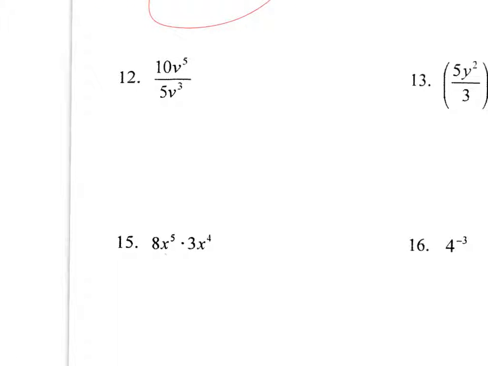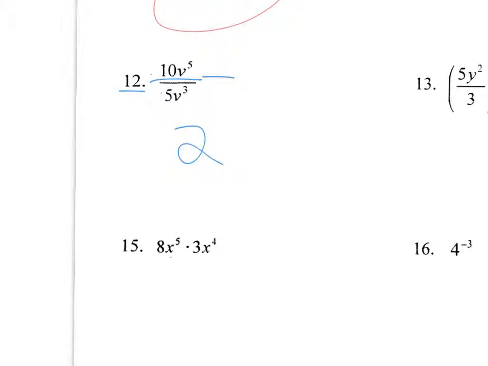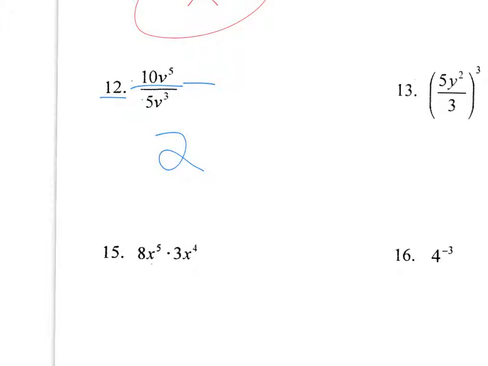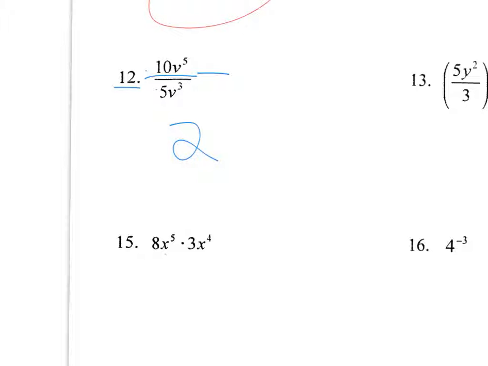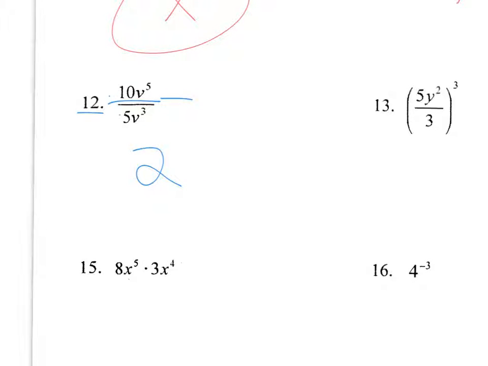Problem 12, color change. What kind of problem is it? Division. In division problems, I divide. 10 divided by 5 is 2. In division problems, I don't know why I did that. That was stupid. I can't fix it. Sorry. Deal with it. Hopefully you figured out by now that you just subtract the exponents. Y to the 2nd. 13.